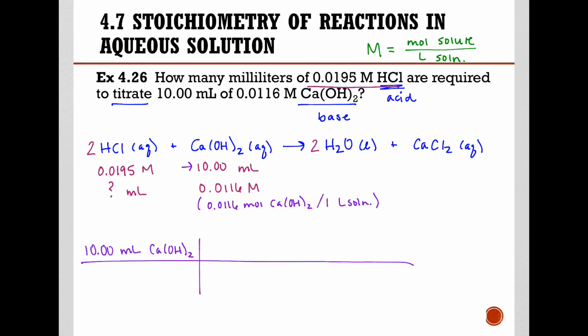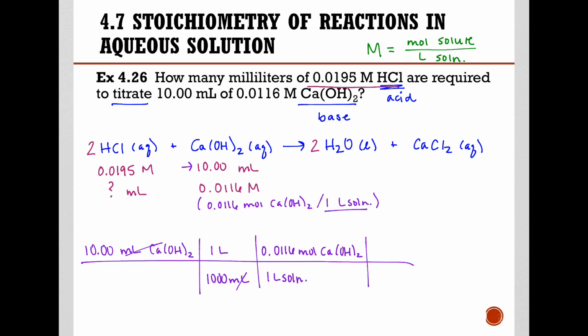And we're going to set this up. So first thing we're going to do is we're going to go from milliliters to liters. So we know that there are 1,000 milliliters in 1 liter. So that's going to cancel that. And now we can use our molarity here because we see liters, right? So 1 liter of solution would have 0.0116 moles of calcium hydroxide.